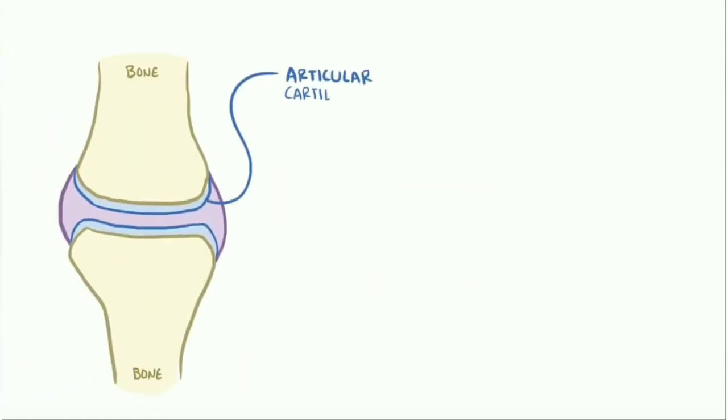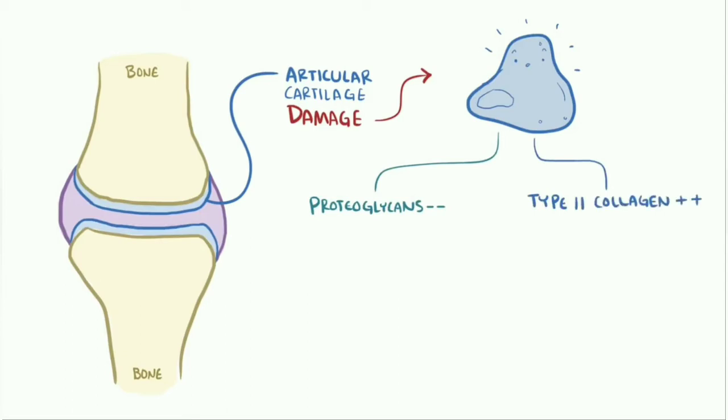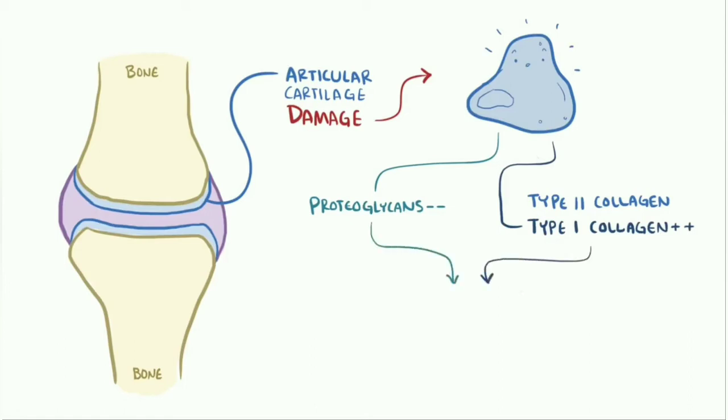Whatever the initial cause of articular cartilage damage, the chondrocyte tries to repair the cartilage. It initially starts making fewer proteoglycans and more type 2 collagen, but soon switches to type 1 collagen. Unfortunately, type 1 collagen doesn't interact with proteoglycans in the same way. It decreases elasticity in the cartilage, allowing it to break down.